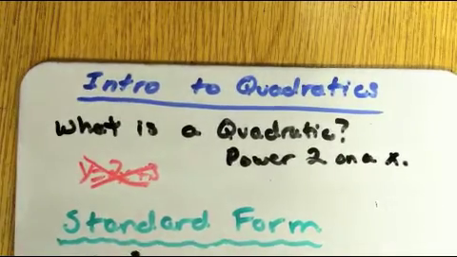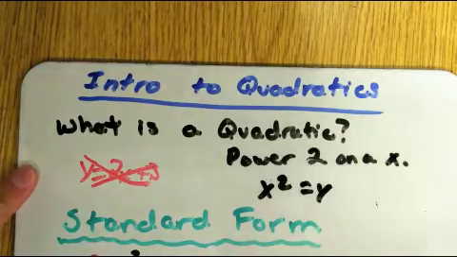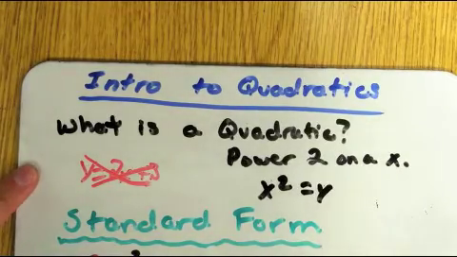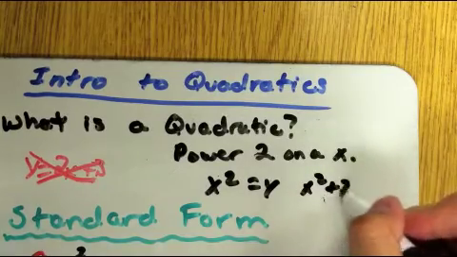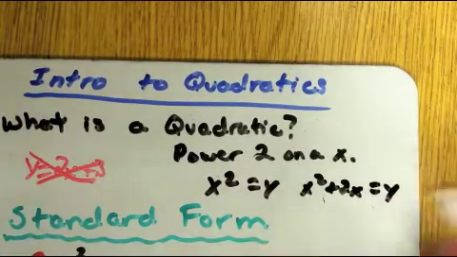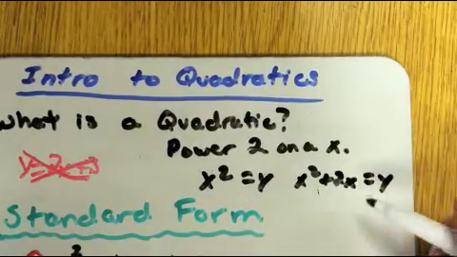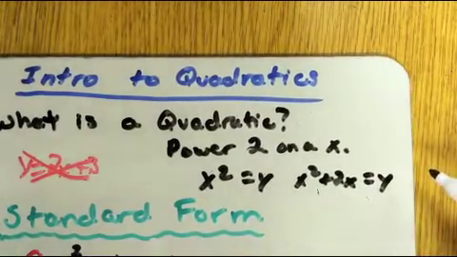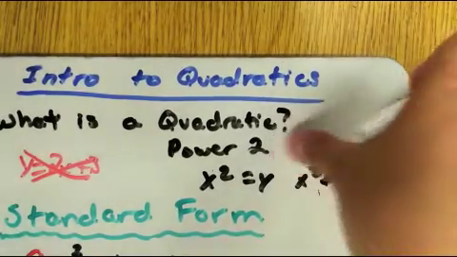All right, so it'll look something like this. This is an example of a quadratic equation. I could go even crazier, x squared plus 2x equals y. That's still a quadratic equation. There's one exponent of 2. We are good to go. Okay, so that's all you need to know about that.